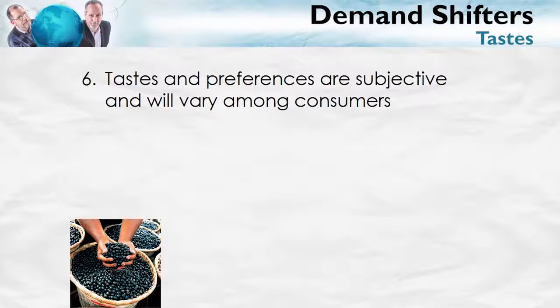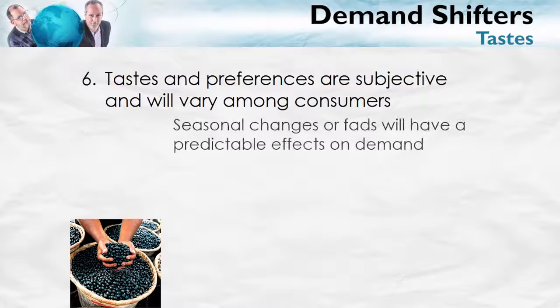Taste is an important demand shifter, and tastes change all the time. Tastes differ among consumers, and they also differ over time because of seasonal changes or fashions or fads. For instance, what happens to the demand for boots in October? What happens to the demand for swimsuits in June? What happens to the demand for sunscreen during the summer? What happens when everyone thinks that the Atkins diet is going to cause them to lose weight?